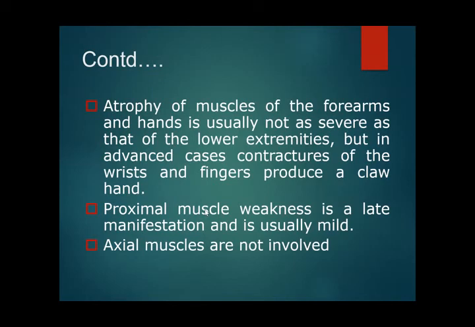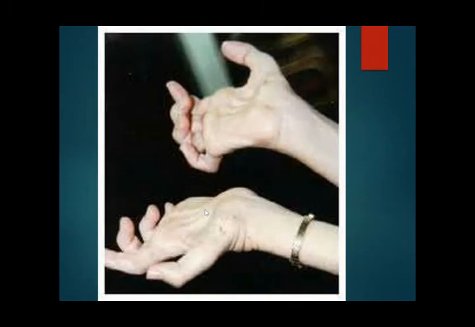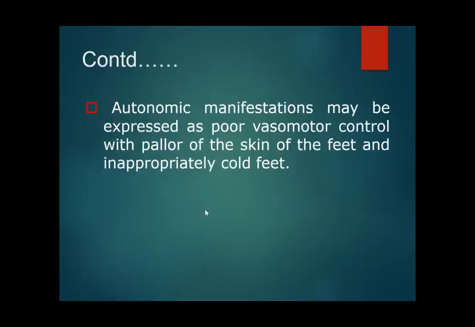Autonomic manifestation may be present as poor vasomotor control with pallor of the skin of the feet and inappropriately cold feet. The sensory involvement mainly affects the large myelinated nerve fibers that convey proprioceptive information and vibratory sense. So if there is any sensory impairment, it is usually impairment of proprioception and vibration. So Romberg can be positive, and proprioception and vibration sense can be impaired.